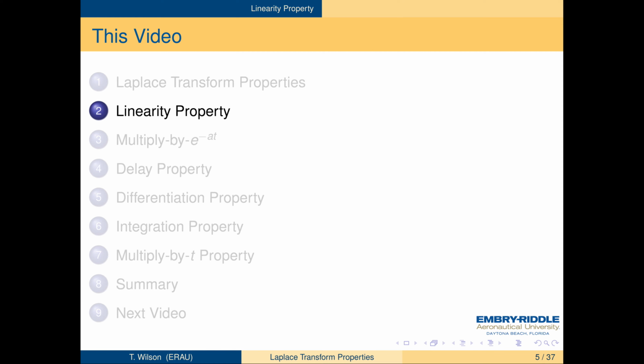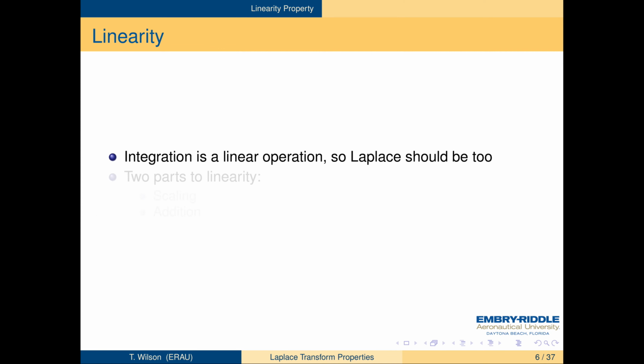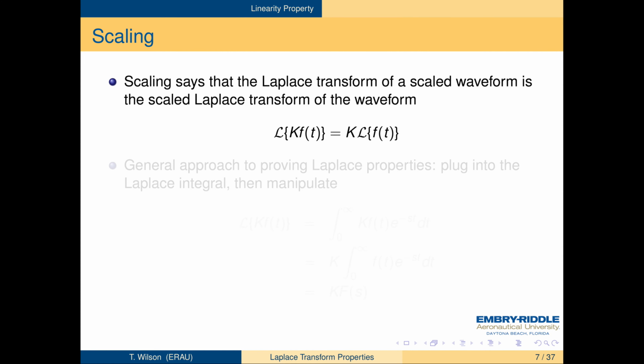Linearity. The first property is the linearity property of the Laplace transform. Since the Laplace transform operator is an integral operator, and since integration is a linear operation, it follows that the Laplace transform ought to be a linear operation. The details of this are as follows. An operator is linear if it obeys both scaling and addition. Scaling says that the Laplace transform of a scaled waveform is the scaled Laplace transform.